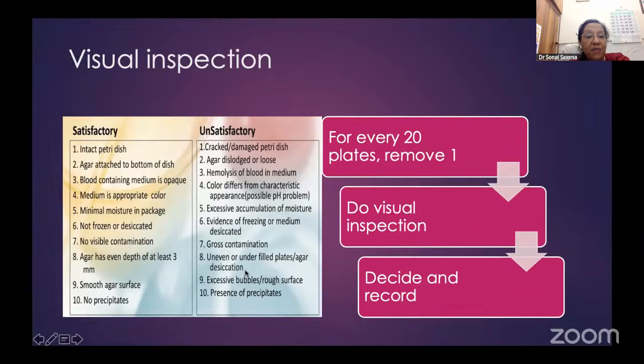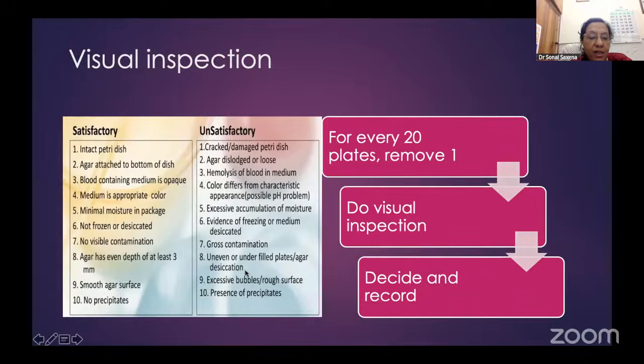Blood containing medium is opaque. If it is too opaque, that means too thick. It's not 10%, it's maybe more than that. MacConkey should be light pink in color. If it is dark pink, that means the media and powder are more and water is less. Minimal moisture in the package, not frozen or desiccated. There is no visible contamination.